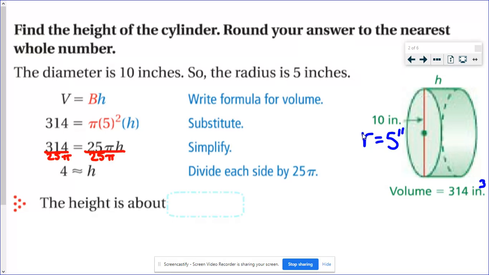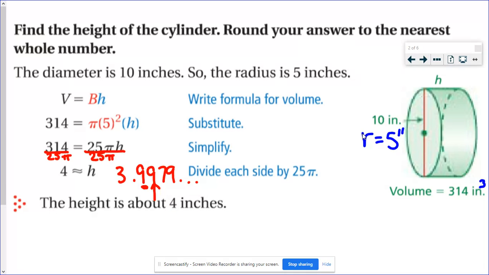it'll round to be about 4. The answer that I got was 3.9979, blah, blah, blah. It's going to keep on going. This is the spot I worry about. That is going to make it round up. So that's going to be 4.0, or about 4 inches.